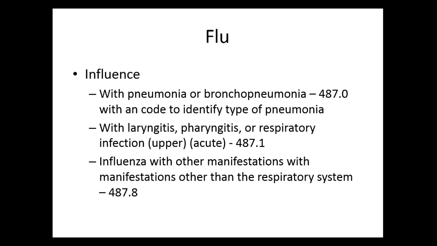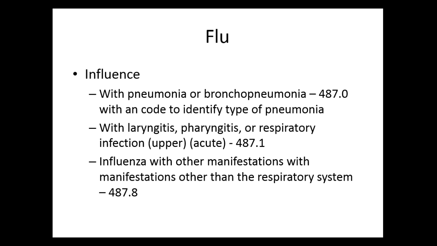Influenza caused by unspecified or seasonal influenza viruses, in combination with any other form of pneumonia or bronchopneumonia, is assigned a combination code 487.0, influenza with pneumonia. An additional code is assigned to identify the type of pneumonia.